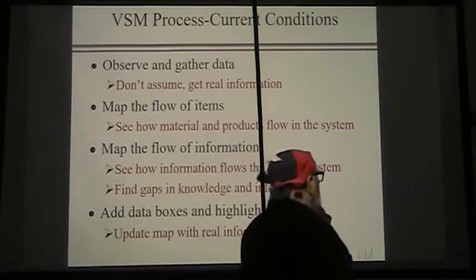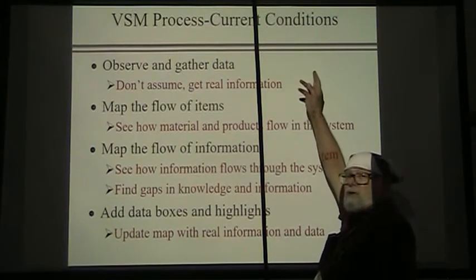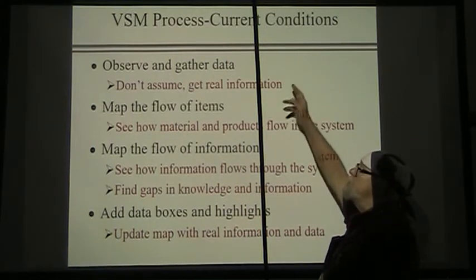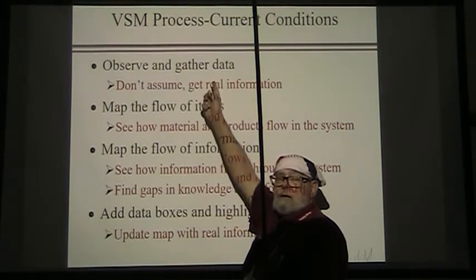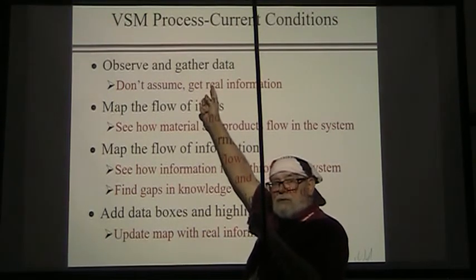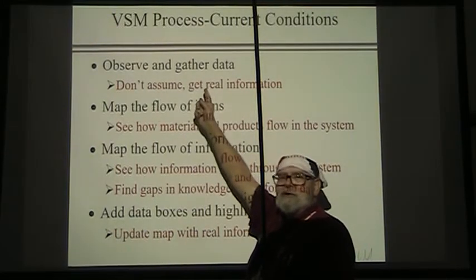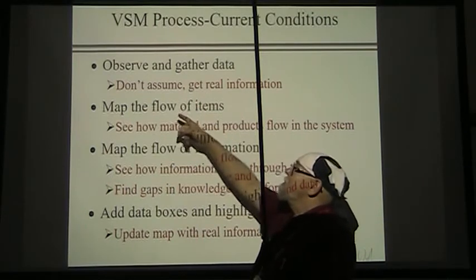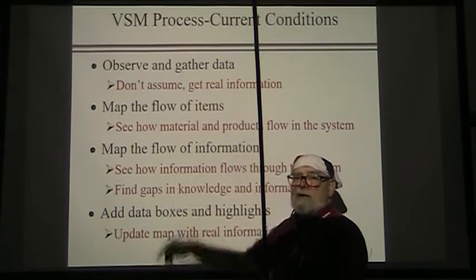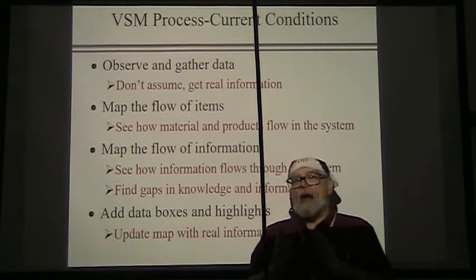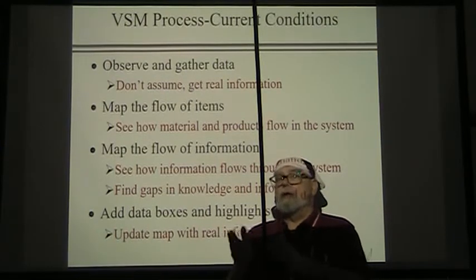All right, so our process in creating a value stream map, first we have to capture all the current conditions. So let's observe and gather data. Now, a lot of people think, oh, well, I can observe here from my computer. No, you can't. You have no idea what's going on. Get on the shop floor and get real information. The Japanese call the shop floor the gemba, the real thing.